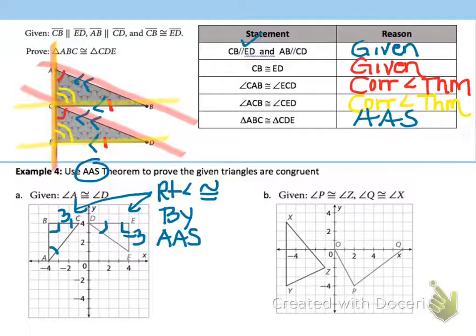Okay, so next, they want me to prove these triangles congruent by angle side, and they give me two pairs of angles. They tell me that angle P is congruent to Z, and that Q is congruent to X. And they want me to prove it with angle side.